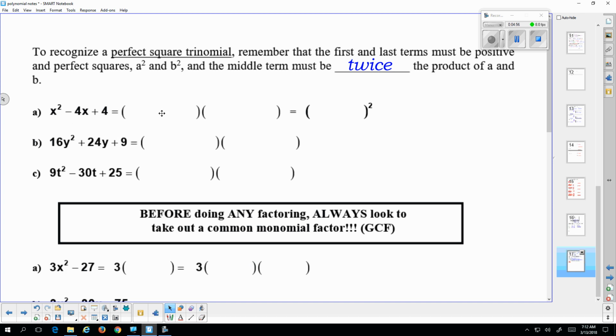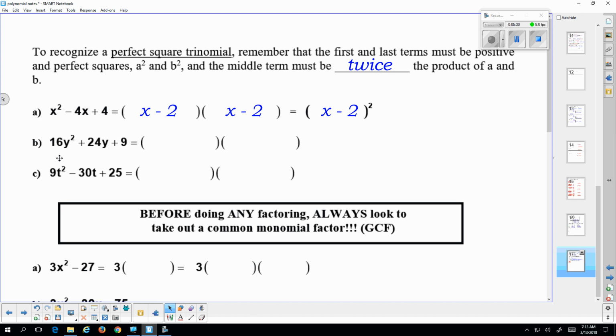So if we look at this one, the first term is x squared. That's a perfect square. The last term is 4. 4 is a perfect square. What is the square root of 4? That's going to give me 2. The square root of 4 is 2, and since it's minus 4 here, it's x minus 2, so x minus 2 squared. All you're doing is taking the square roots of the first term and the last term.